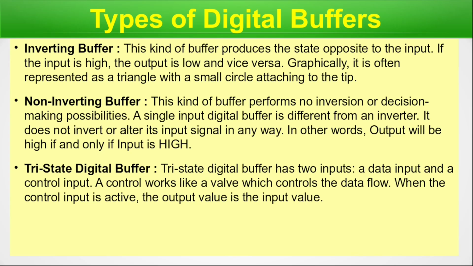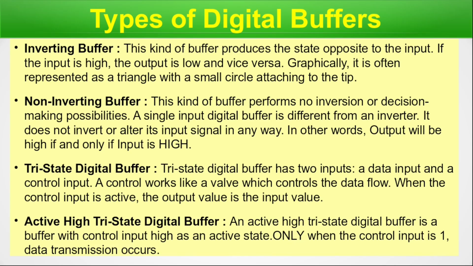Tri-state digital buffer. The tri-state digital buffer has two inputs, a data input and a control input. A control works like a valve which controls the data flow. When the control input is active, the output value is equal to the input value.